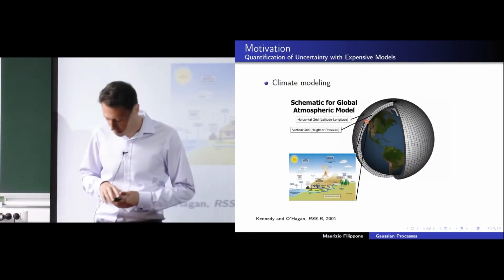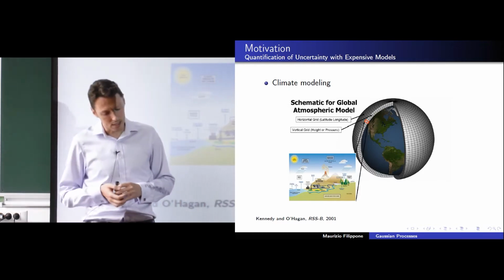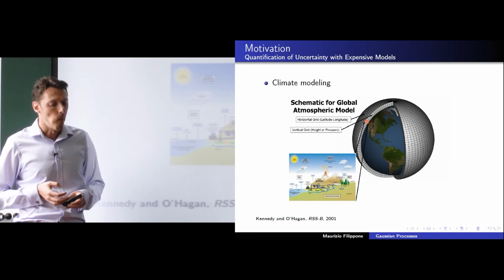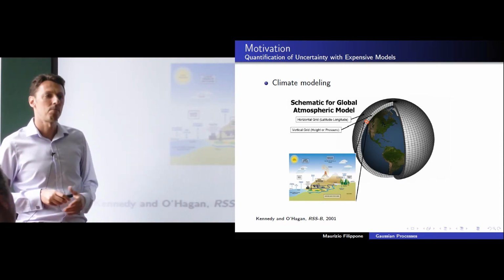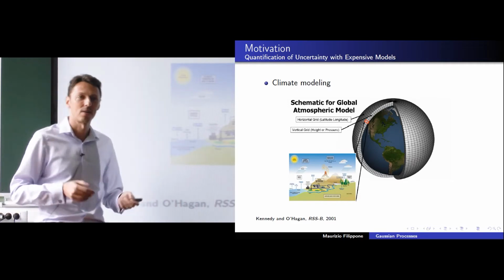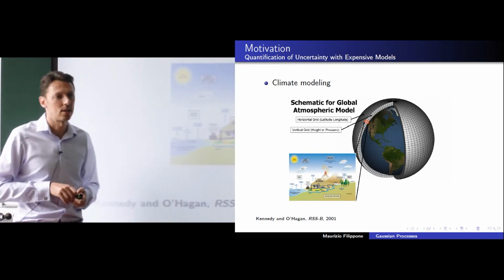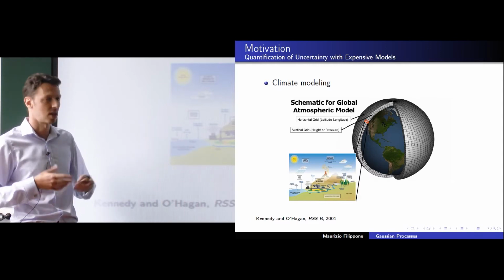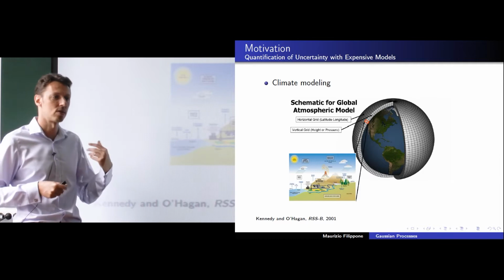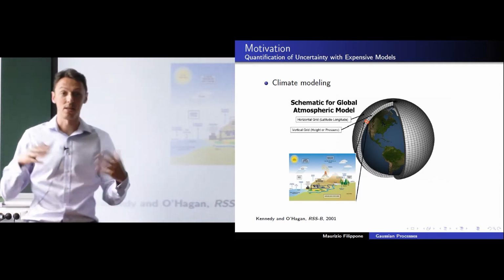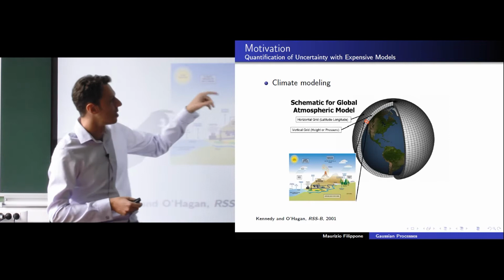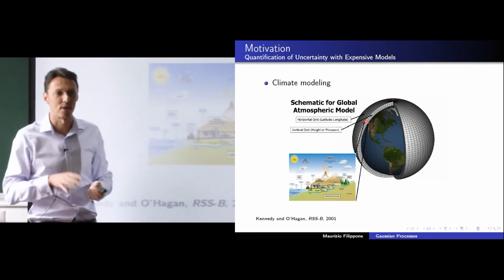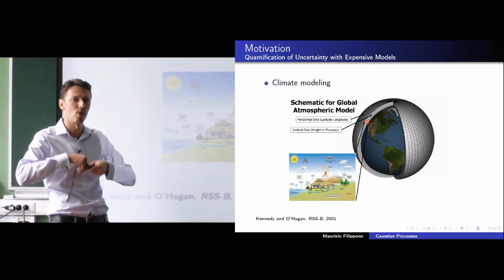There is a fantastic paper in the RSSB journal by Kennedy and O'Hagan, where they don't specifically talk about climate modeling, but I think this is a hot topic these days. So the idea is that you have a simulator that implements some very expensive physical process. In this case, we're trying to simulate the weather in time and in space. You can think of having a very fine 3D grid around the globe, and you're trying to simulate the weather.